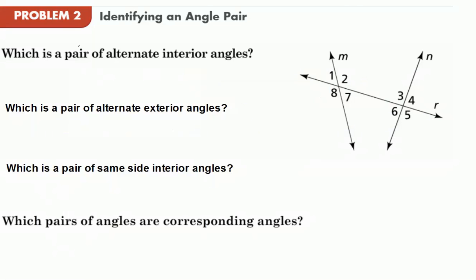Okay, so for problem number 2, now we're going to use those definitions to identify the angle pairs. Which pair are alternate interior? So interior means on the inside. So that means we're going to be using angles 2 and 6. And we're going to use angles 3 and 7 as our alternate interior angles.